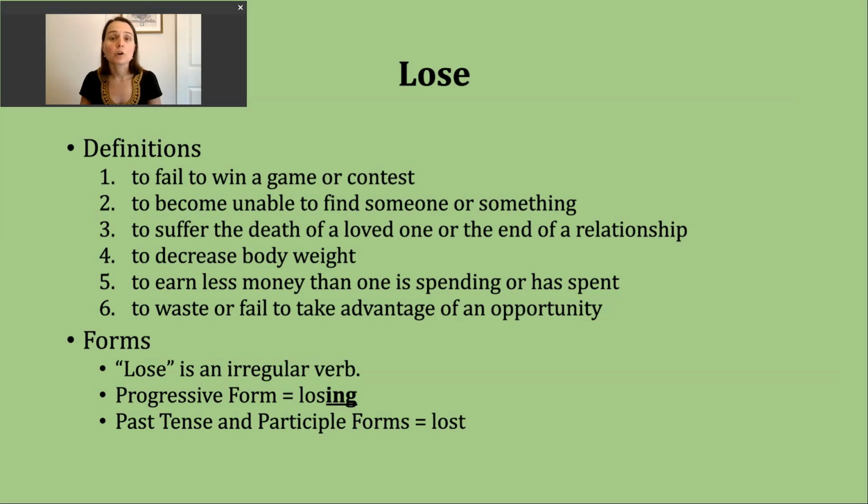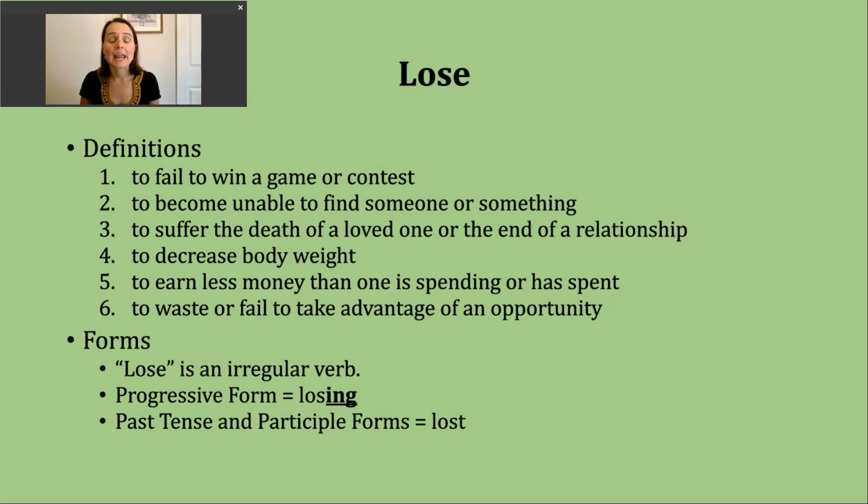A fifth way the verb lose gets used is to mean to earn less money than one is spending or that one has spent. Sometimes you'll hear this in business. You might hear that a company is losing money. So they're not selling as much as they are spending.